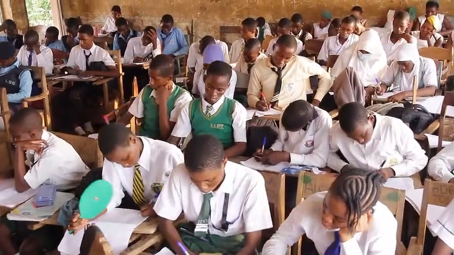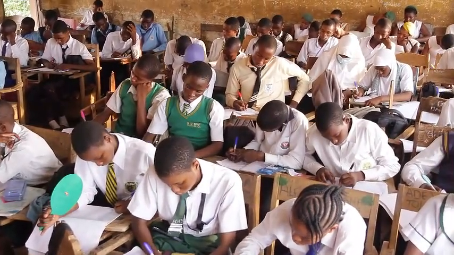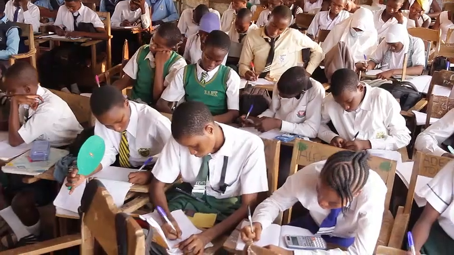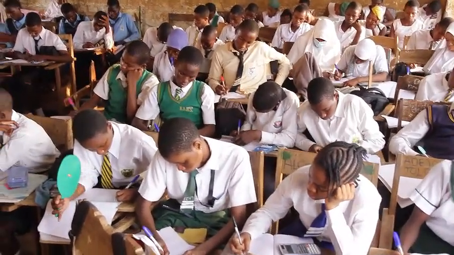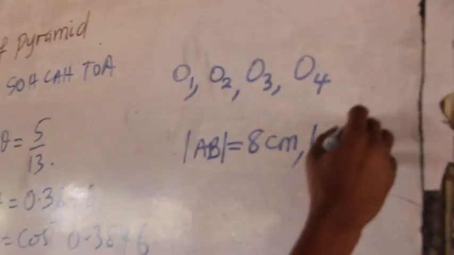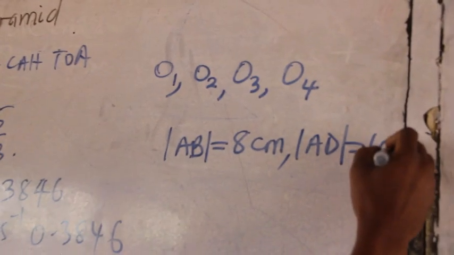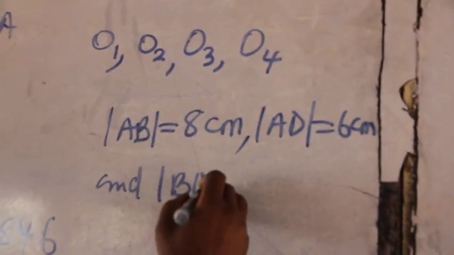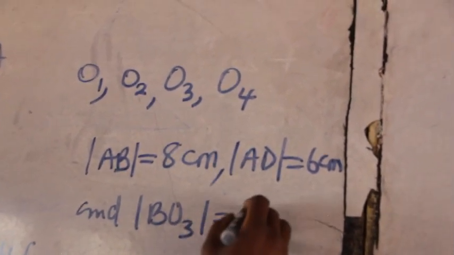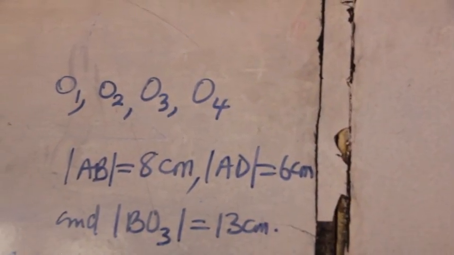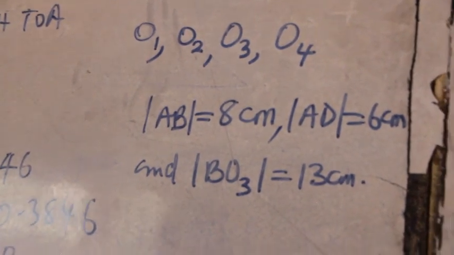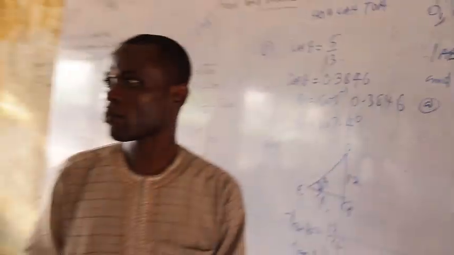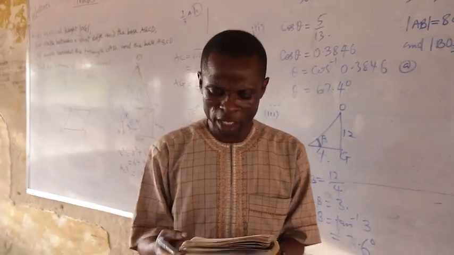When the solid is formed, ABCD is the base. It is equal to 6 centimeters and BO3 is equal to 13 centimeters. Question A. Draw a sketch of the pyramid.